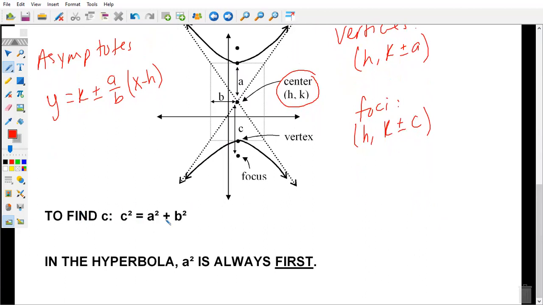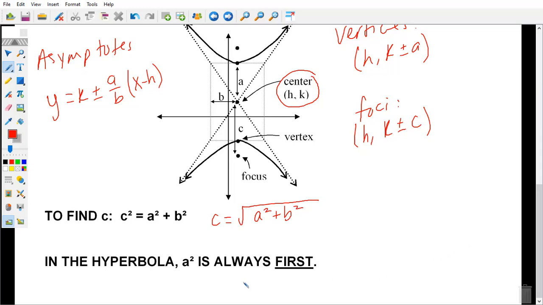All right, so to find your c, this time we're adding. So it's the sum of our squares, versus last time it was the difference of our squares. So your c equals the square root of a squared plus b squared.